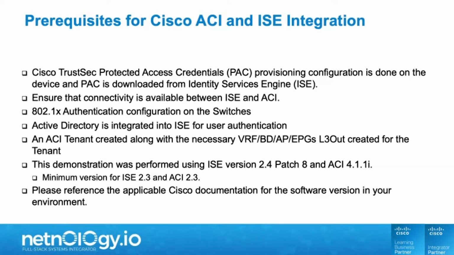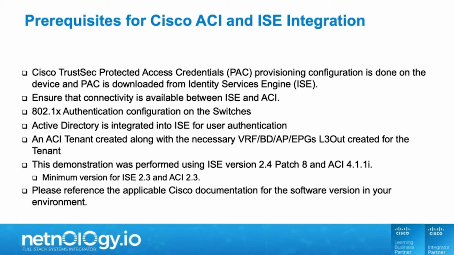Prerequisites for Cisco ISE and ACI integration ensure that Cisco TrustSec Protected Access Credential, or PAC, provisioning configuration is done on the device and the PAC is downloaded from the Identity Services Engine, or ISE. Ensure that connectivity is available between ISE and ACI. 802.1X authentication is configured on the switches. Active Directory is integrated into ISE for user authentication.